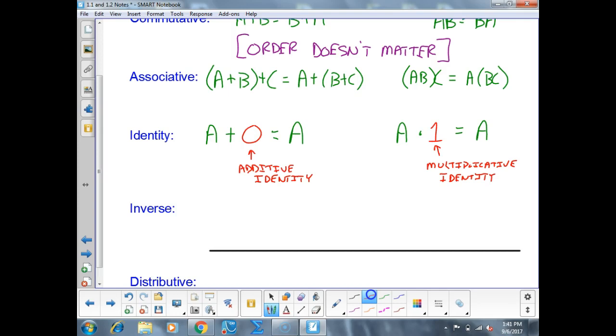The inverse property says that if you take a number and you add to it its inverse, you get back the additive identity. A number plus its inverse gives you the identity. A number times its inverse gets you its multiplicative identity.